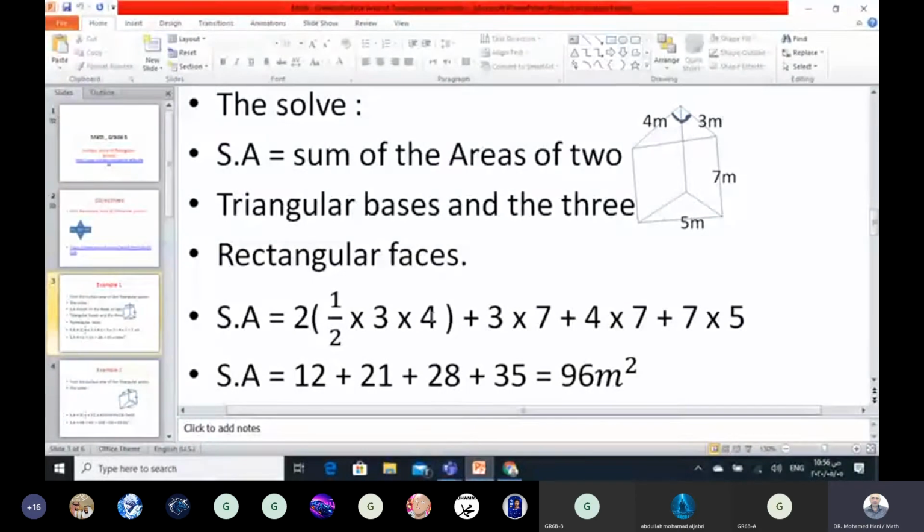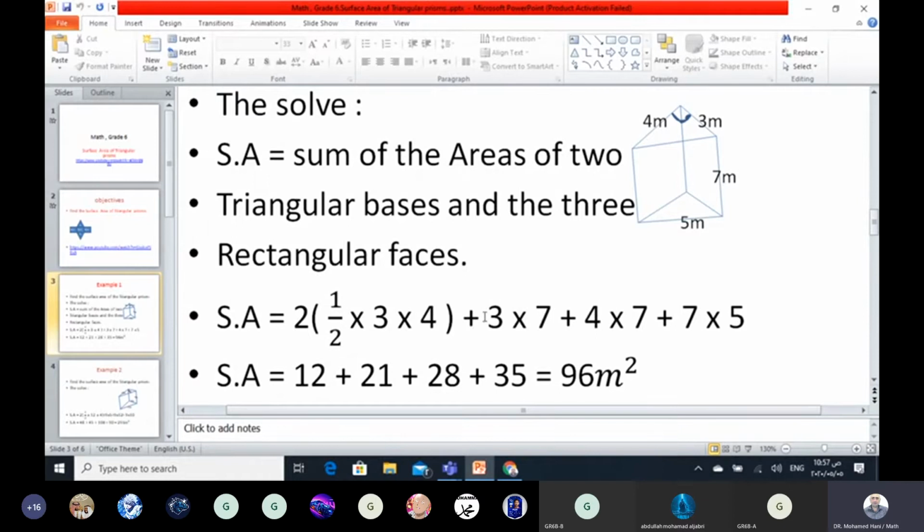3 times 4 will be 12. 12 times 1 is 12. 12 divided by 2 will be 6. So the answer through the parentheses is 6. 6 multiplied by 2 will be 12. Plus 3 times 7.